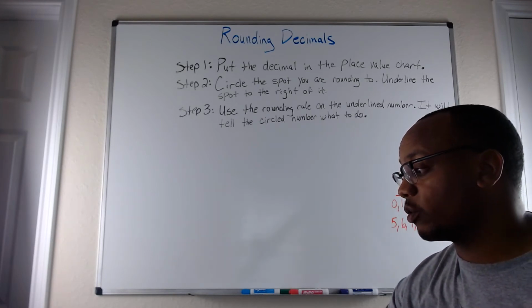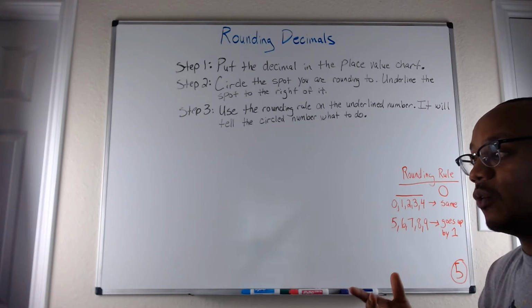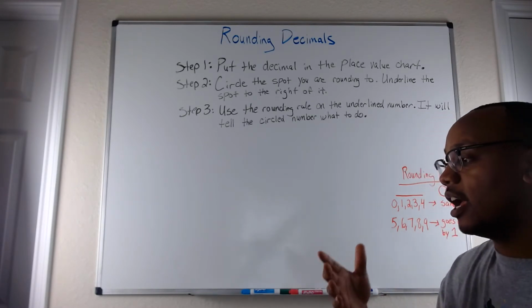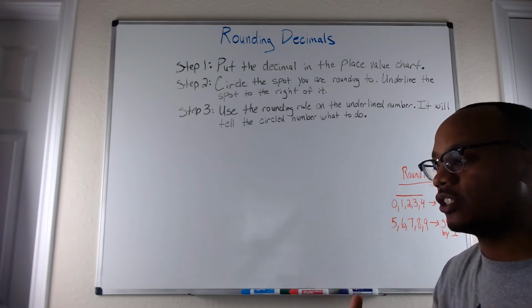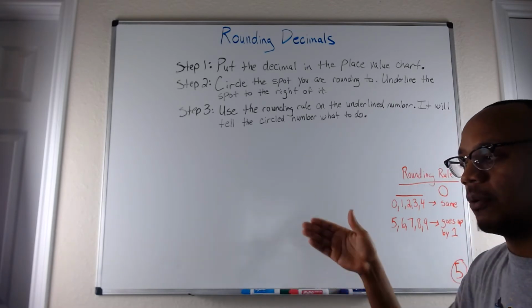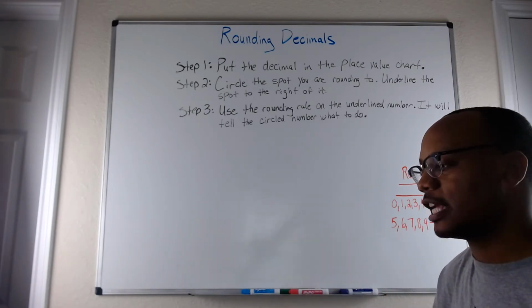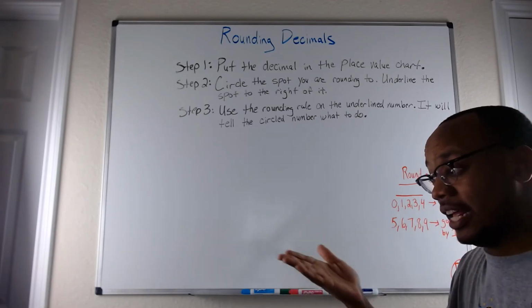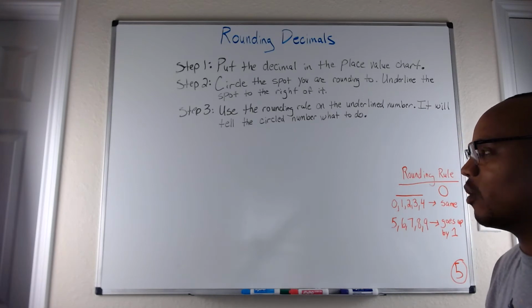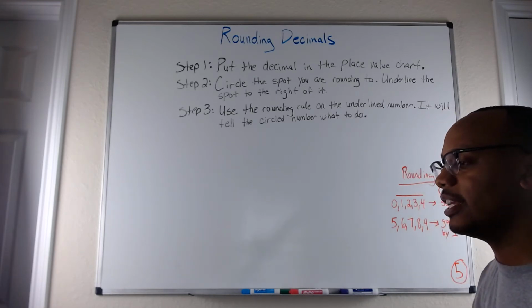especially in places like the grocery store, right? Or the gas station, where a gallon of gas is $1.89 per gallon. So it's about $2 per gallon, right? So those are real life examples of why you need to round decimals so you can have enough money at certain places, right? So here's a simple lesson on rounding decimals.